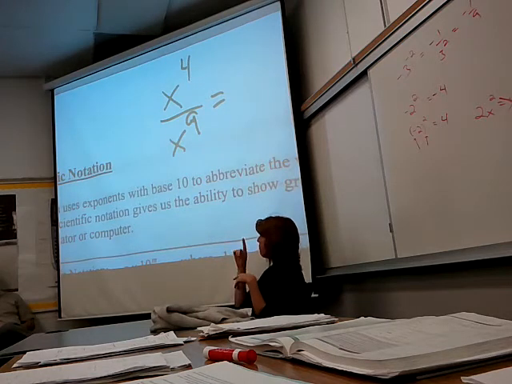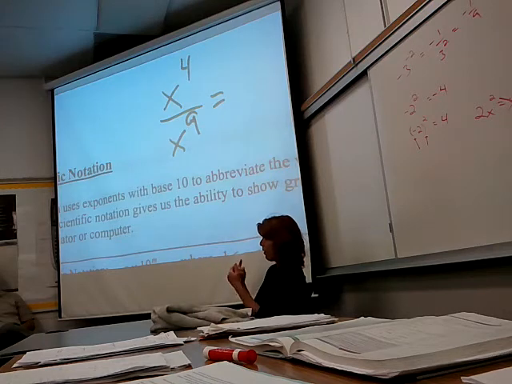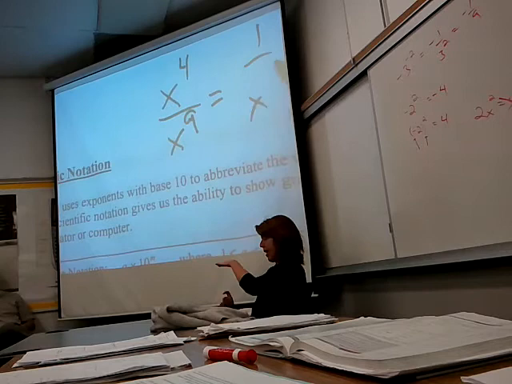But here's a better way to look at this. How many x's would cancel? How many would be left? 5. Where? On the bottom. You're done. 1 over x to the 5th. You're done.